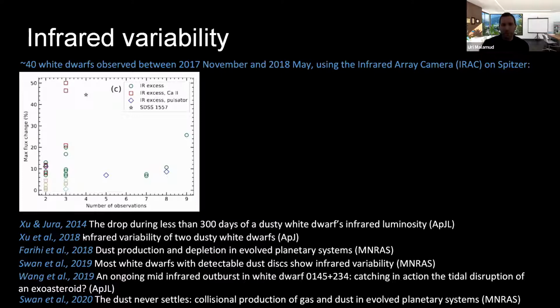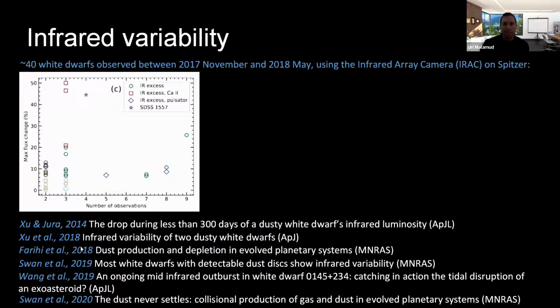These two papers were the first to find this variability, and it was done from ground telescopes. In ground telescopes, you have a bit of a problem because you only have certain atmospheric windows. You cannot observe all of the infrared. In order to observe the entire infrared, you have to send your telescope to space.